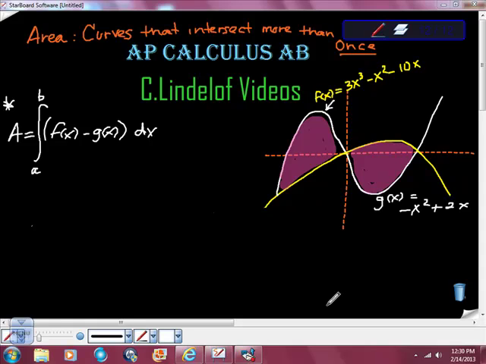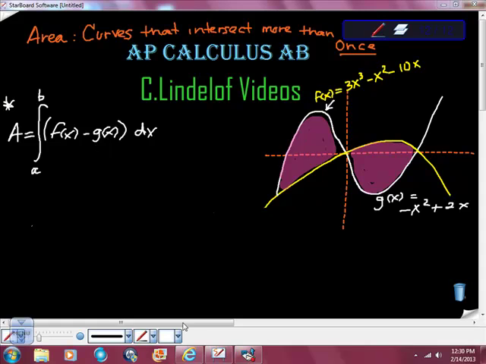All right, AP Calculus AB, trying to find the area of curves that intersect at more than 2 points. We're going to start off by using this formula that I hope we're familiar with. It just says if we're looking for the area bounded by two curves, we can do that by evaluating the definite integral from a to b of the top curve minus the bottom curve.